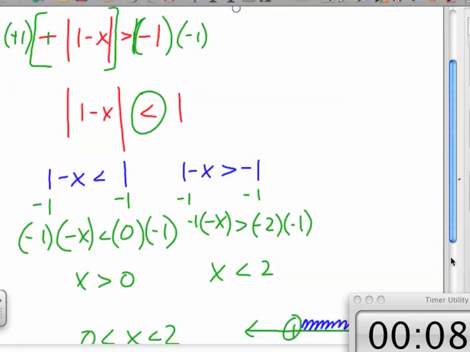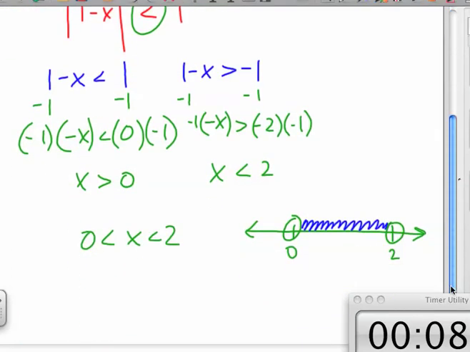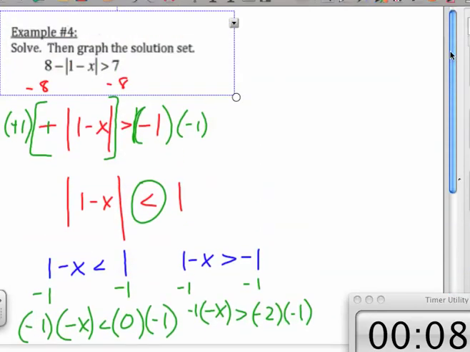Let's pick one that's outside the range. How about 3? It better not work, right? So let's plug it in. 1 minus 3 is negative 2. So the absolute value of that is 2. 8 minus 2 is 6. 6 is greater than 7. That doesn't work. And it shouldn't because it wasn't in the solution set.